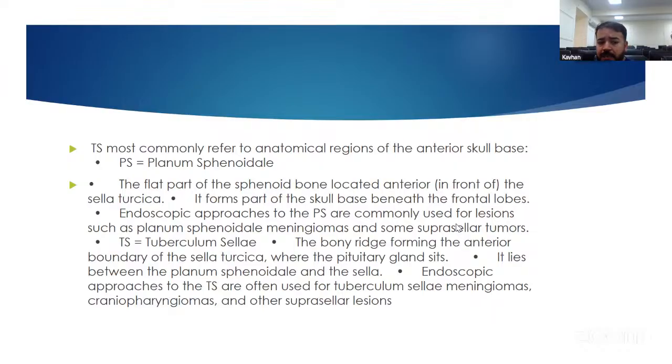Tuberculum sellae is a bony ridge which forms the anterior boundary of the sella turcica, which is located inside the pituitary gland sheath, that lies between the planum sphenoidale and also the sella. These are the two bony landmarks which we can identify before going to do the sphenoidotomies of the sphenoid sinus.